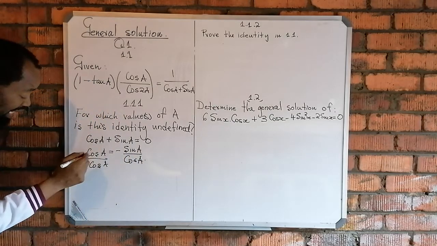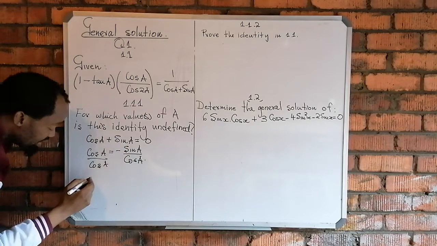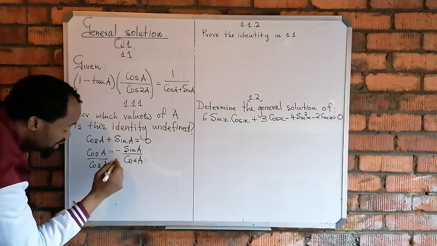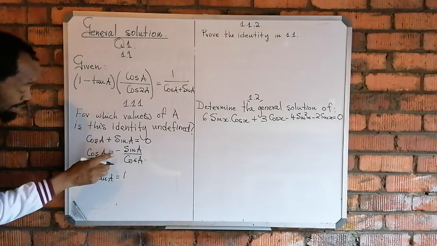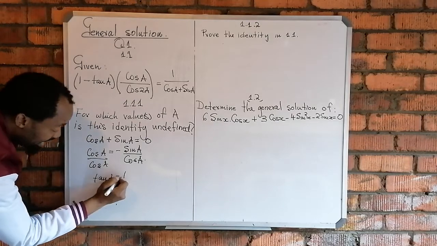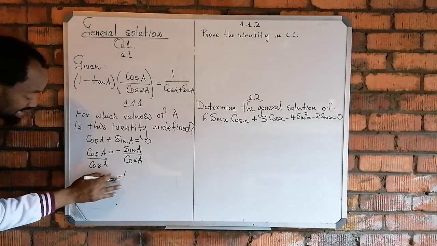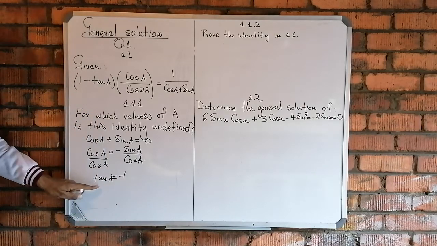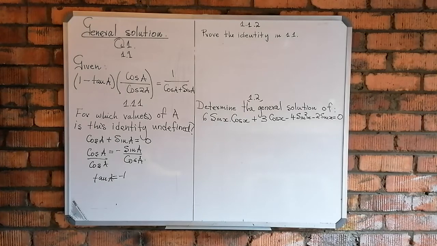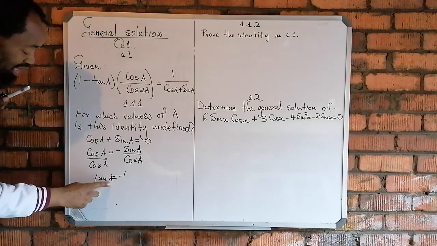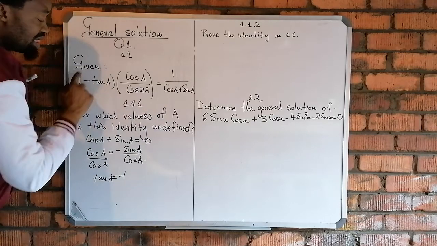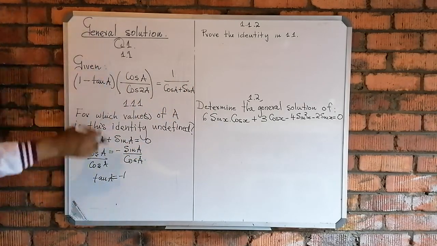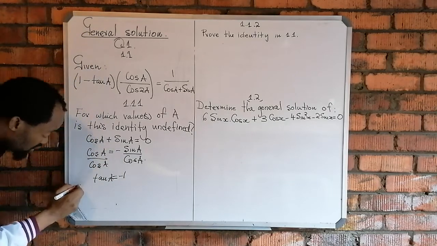When I do that, this side I get a 1, that side I get a minus tan A, which is equal to 1. But because of that negative there, I divide both sides by a negative sign. Now, my equation is tan A equals minus 1. I want the values of A for which this identity is undefined. I'm going to solve this using the general solution.